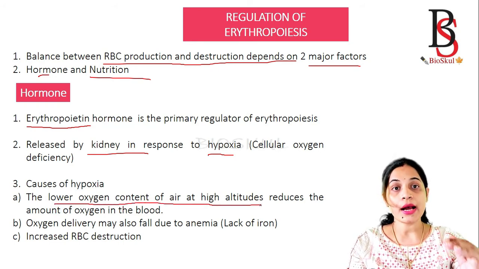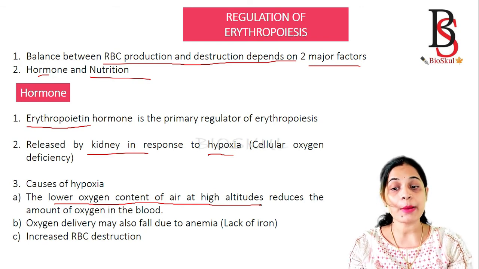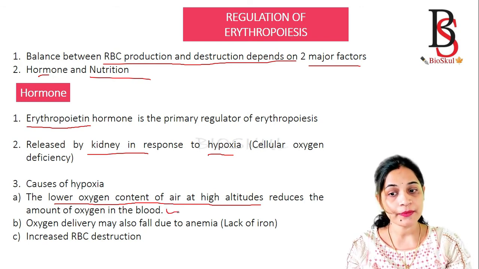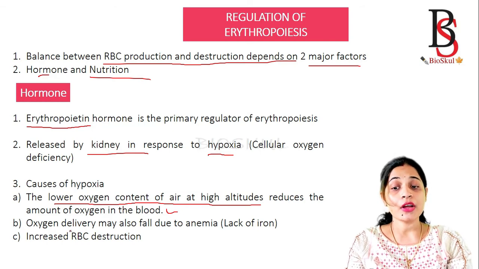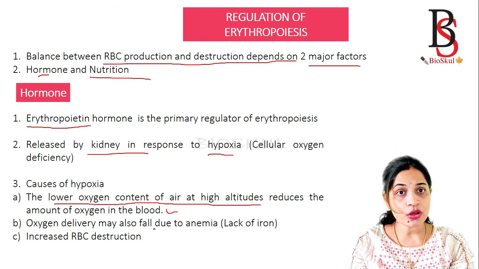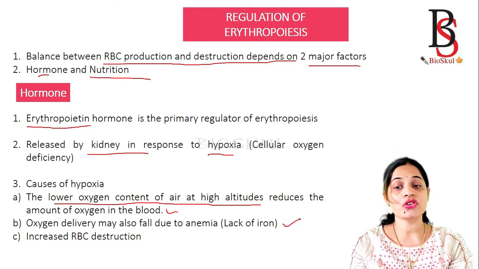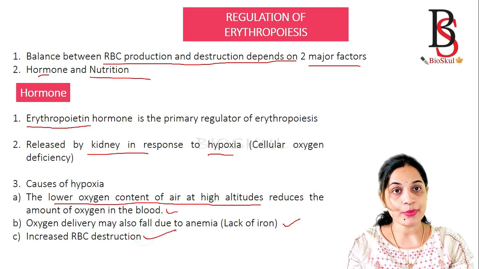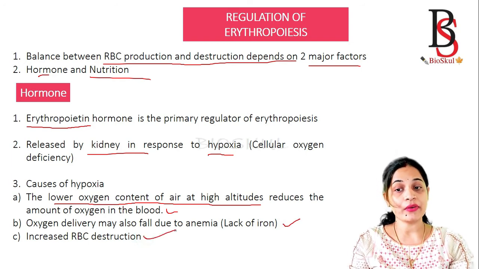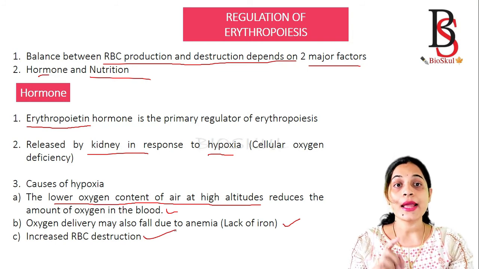If you go to high altitude, there will be lower oxygen content that reduces the amount of oxygen in the blood. Then if oxygen delivery falls because of anemia, that also leads to hypoxia, and increased RBC destruction can also cause hypoxia. In this condition, what will happen? The kidney will release a hormone. That hormone is known as erythropoietin.